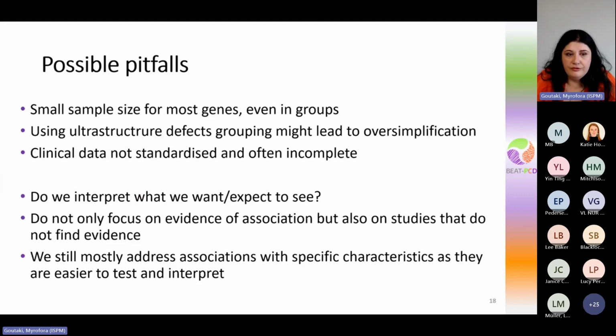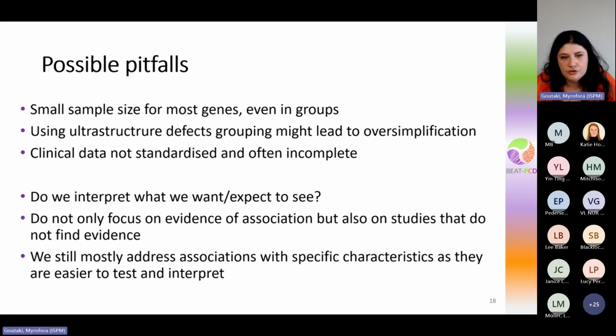As a summary, and to finish my presentation, I just want to say that the studies that I presented, and in general studies for genotype-phenotype associations, even the large ones, have small sample sizes for most genes. We can have large groups for the most common genes, but for most of them, even grouping together, the numbers become very small, especially when we do comparisons by age group. And using this ultrastructural defect grouping has helped a lot so far, but still might lead to oversimplification of some of these associations.